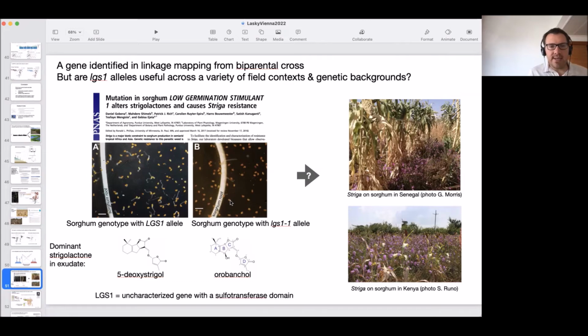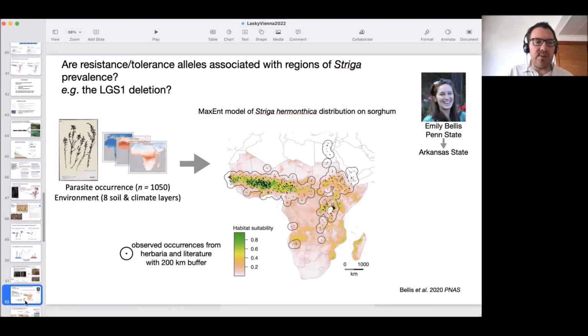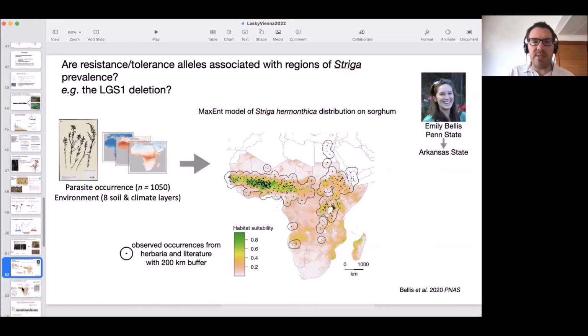So this is what we wanted to do, was ask whether there's evidence that this is involved in local adaptation of the parasite. This is work that was led by Emily Bellis, who was a postdoc in my lab a couple of years ago. And what Emily did was took observed distributions of the parasite and environmental layers and built this model that's essentially continuous surface estimating the prevalence of the parasite, or the habitat suitability of the parasite. We then wanted to use this as our environmental variable to test for a genotype environment association.